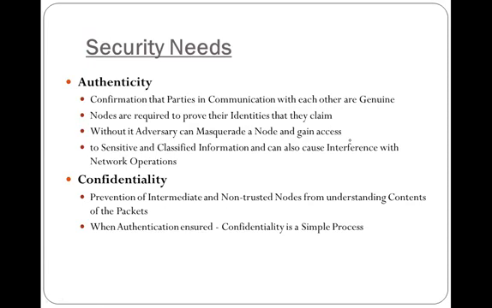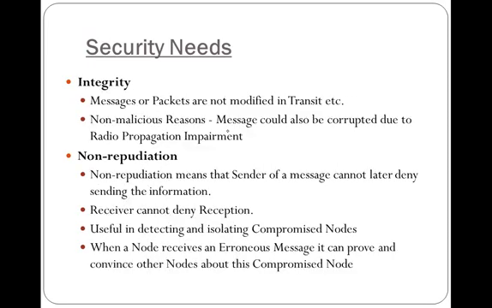The next security need is confidentiality, which is the prevention of intermediate and non-trusted nodes from understanding the content of the packet. And as you know, it is also related to authenticity. Once we ensure the authentication, then confidentiality is a simple process. If authentication is sure and we allow the user to have access to the system or the network resources and network information, then based on that, we can also ensure confidentiality.